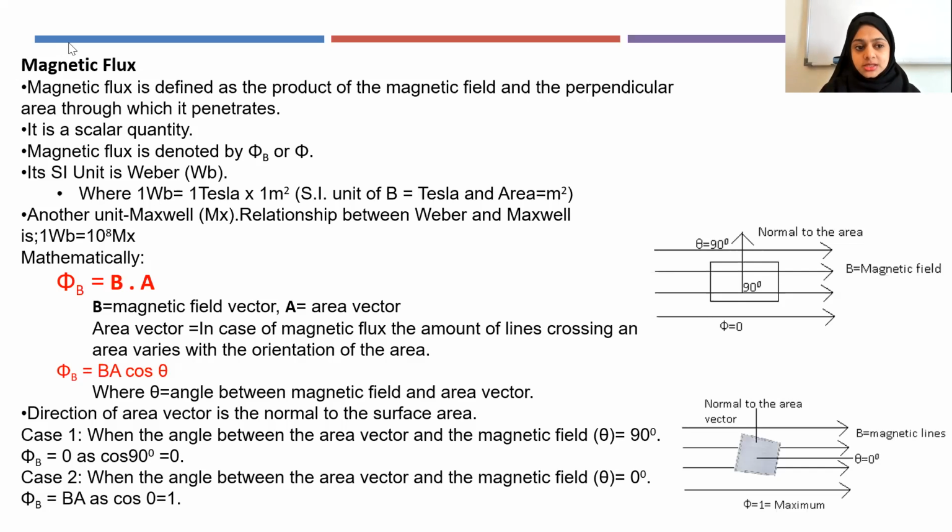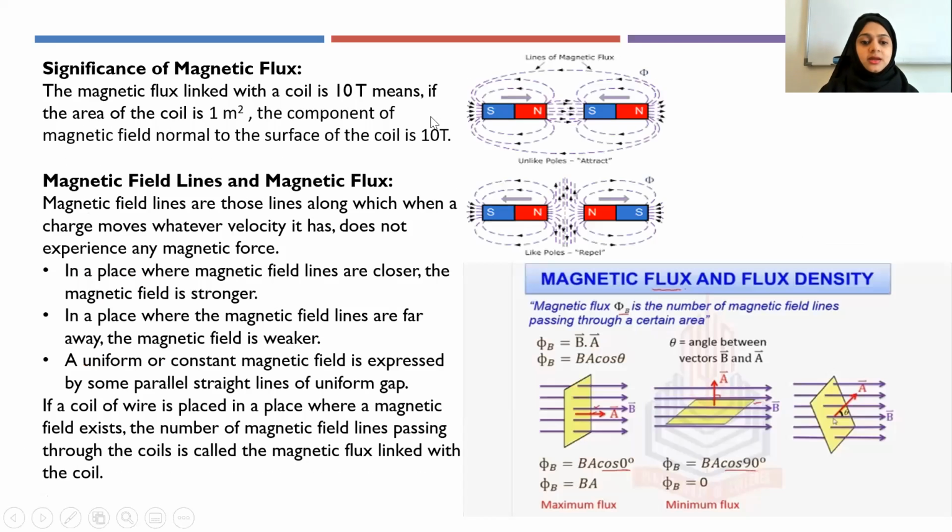Now let us see some more detail, as Irfan asked, what is practically magnetic flux? Here you can see 2 bar magnets. What are these lines called?